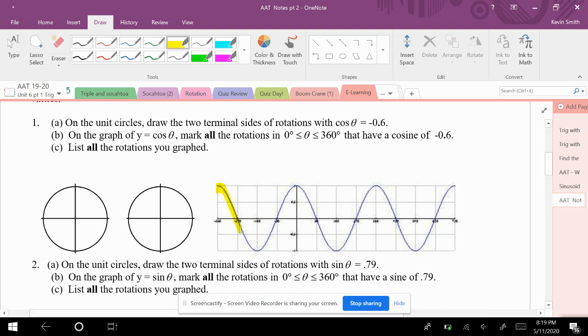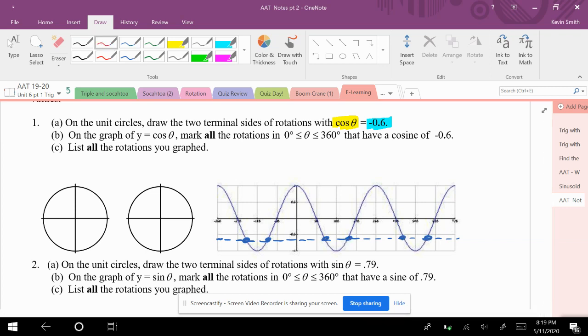So I've given you the graph of the cosine of theta right over here, and then we'll graph negative 0.6, which is somewhere down here. And we're going to find all 6 answers of these intersection points. So let's go through the process.